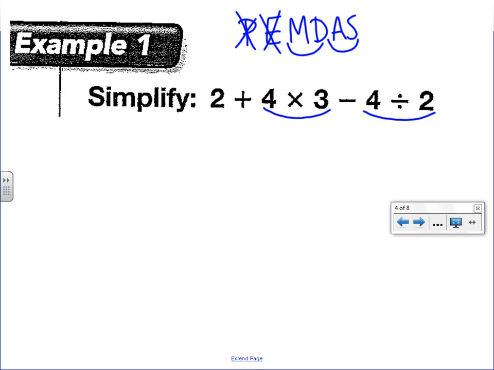We work from left to right. So 4 times 3 is on the left. That's what we do first. 4 times 3 is 12. 4 divided by 2 is 2. And then we bring everything else straight down.